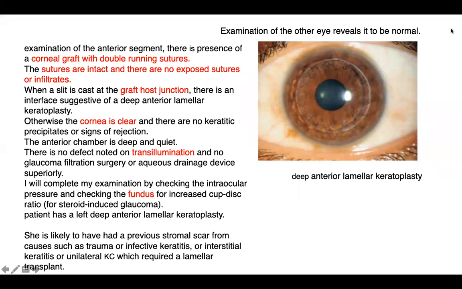The ideal answer, I'm going to read: this corneal graft with double running sutures. The sutures are intact, no exposed sutures, no infiltrates. While we need to do slit lamp at the graft host junction to make sure it is deep lamellar keratoplasty. The cornea is clear, no sign of rejection or infection. The AC is deep and tight. By transillumination, no defect, no peripheral iridectomy, nothing.